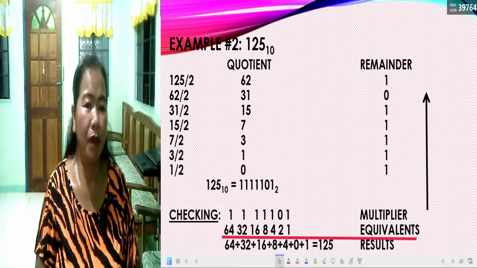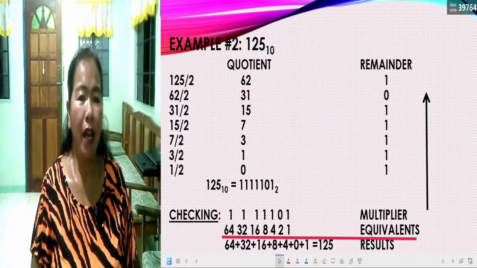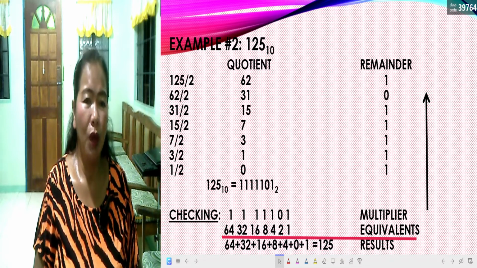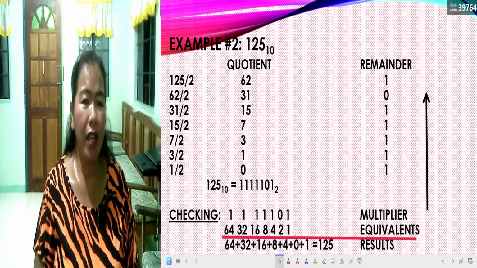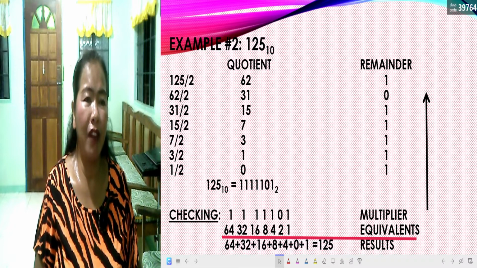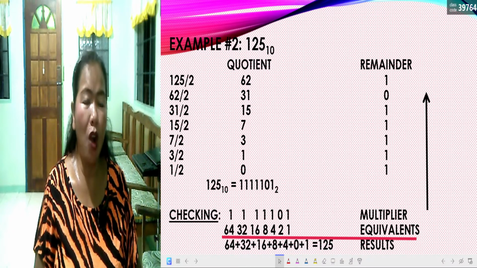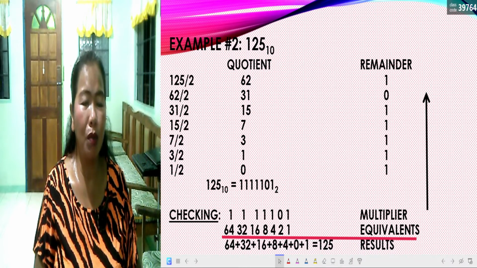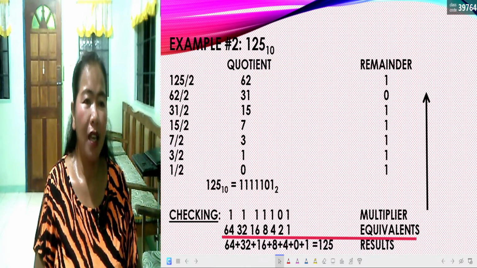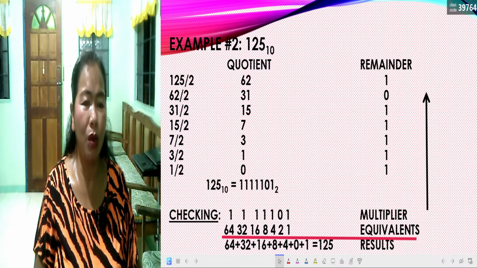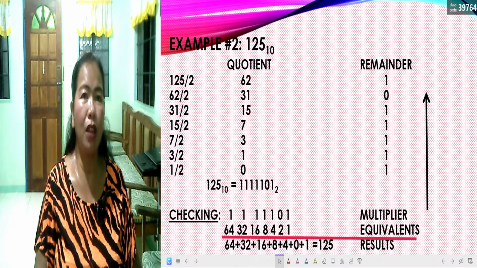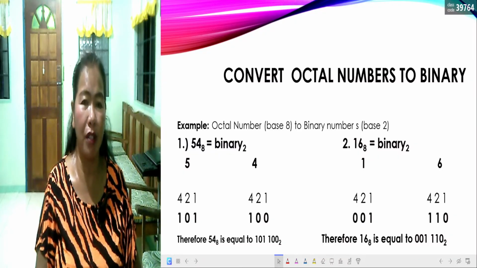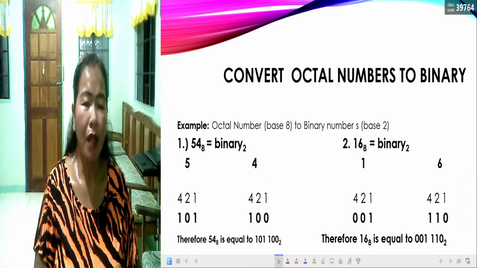Then sum them up, all of them, 64, 32, 16, 8, 4, and 1, and that will result to 125, which is the decimal equivalent of 111101. So I hope you learn from this conversion from decimal to binary, and the checking is that conversion from binary to decimal. So let's proceed to conversion of octal numbers to binary.